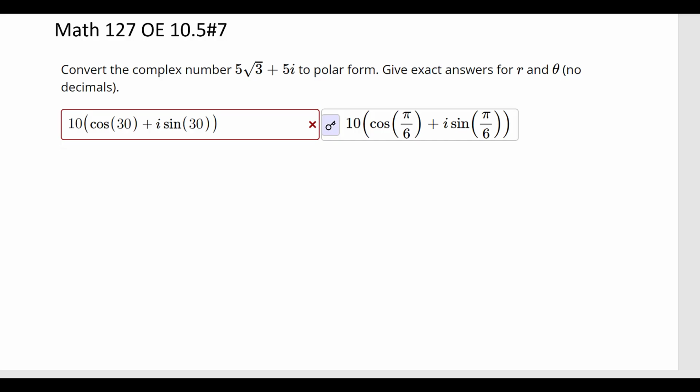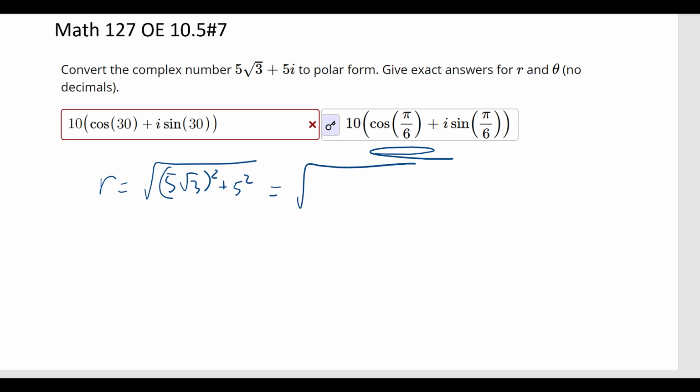Had some questions about these problems from 10.5, where we're going to convert this to the trigonometric form of a complex number. So we have 5 root 3 plus 5i. I have the answer down here so you can see what the answer is. First of all, our r is the square root of 5 root 3 squared plus 5 squared. So it's 25 times 3 plus 25, that's the square root of 75 plus 25, which is the square root of 100, which is 10. So that's where 10 comes from.